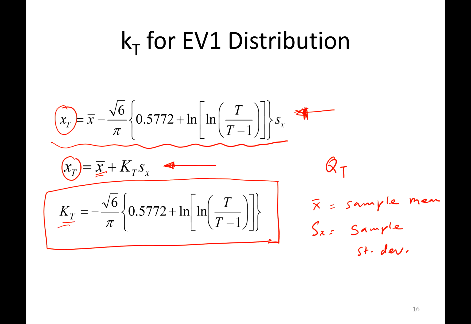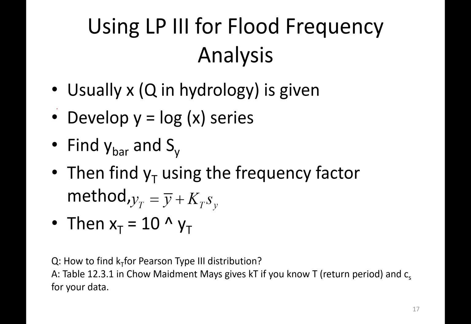Now let's see how we do that using the Log Pearson Type III distribution. In Log Pearson Type III distribution, usually we start with our sample. In this case, we have a discharge annual maximum series. Then from that, we create a y series. So y will be log x. Again, read that as log q. And then we find the sample mean and sample standard deviation of this y series. Once we know that, then we can find yt, which will be y bar plus kt times sy.